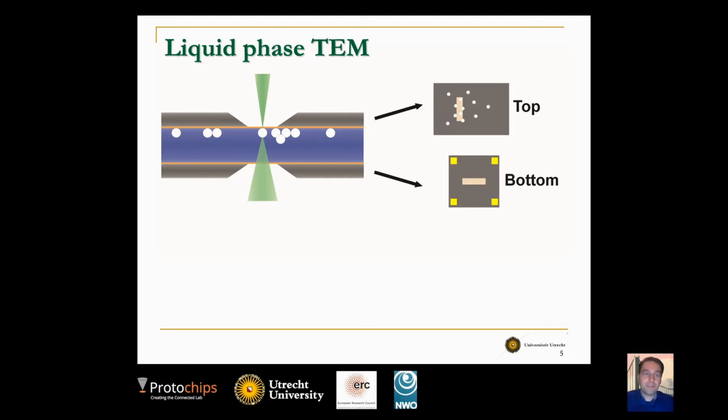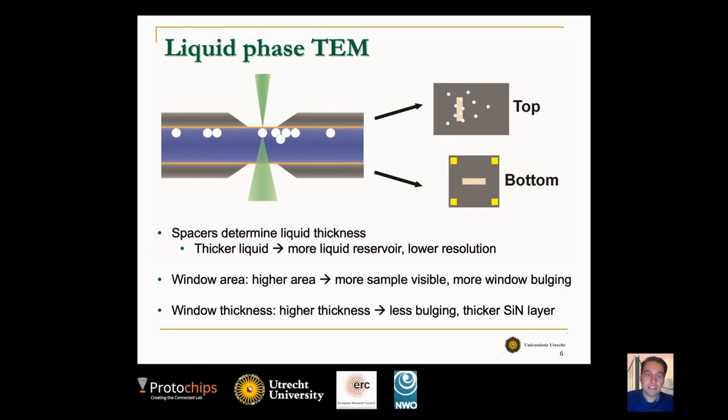There's a few different considerations that you would have here to optimize your resolution. These are, in our case, mostly the spacer height, the overall area of the window, so the length and width of this window, and then also the window thickness. So the spacer height, because it for the most part determines the thickness of your liquid, is important because the thicker your liquid is, the more liquid reservoir you have, and for example, the more reactant you would have in your solution, if that's important. But also a thicker liquid means that the resolution will be lower.